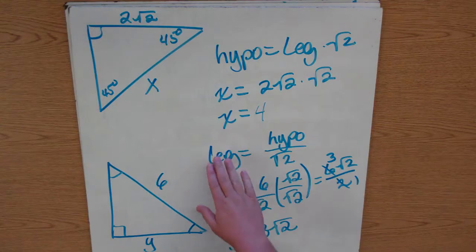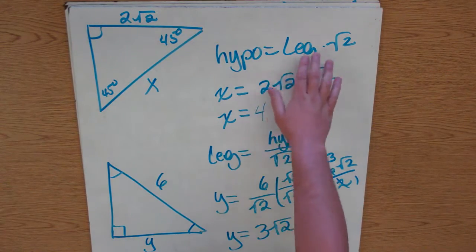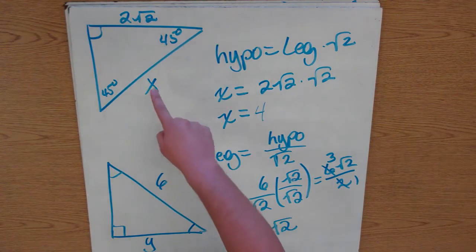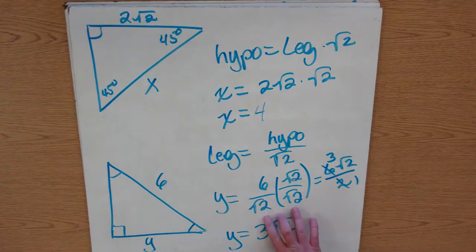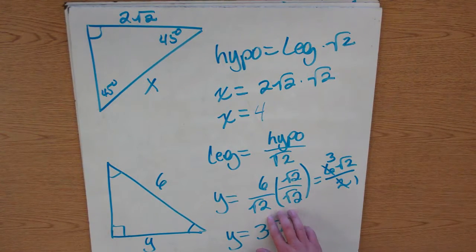So hypotenuse is a leg times the square root of 2. We were given a leg, so we found the length of the hypotenuse. Here, a leg is the hypotenuse divided by the square root of 2. We had the hypotenuse, so we used that to find the leg. Don't forget about rationalizing your denominator. You need to make sure you rationalize your denominator.